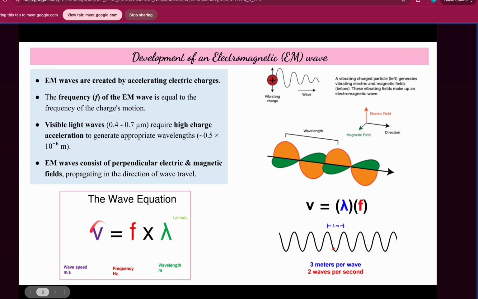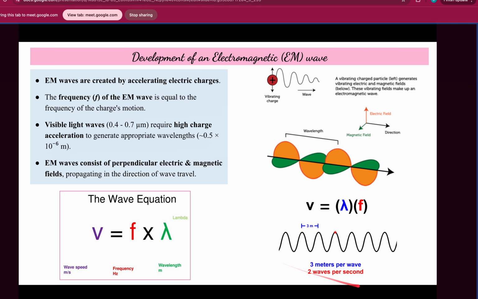So if your wave speed is high, then you will be able to generate waves which will have a higher wavelength. Yeah, so this is also an example: there are 3 meters per wave and 2 waves per second, which represents the frequency, and this 3 meters per wave represents the wavelength.